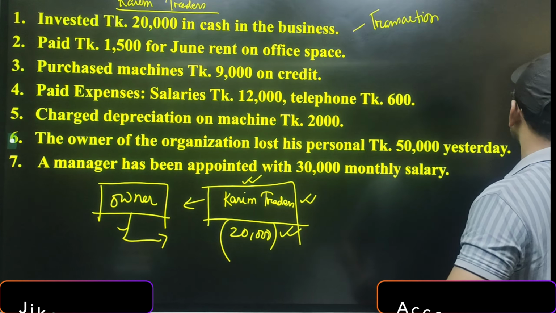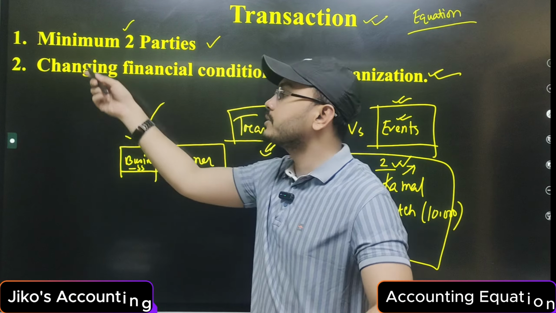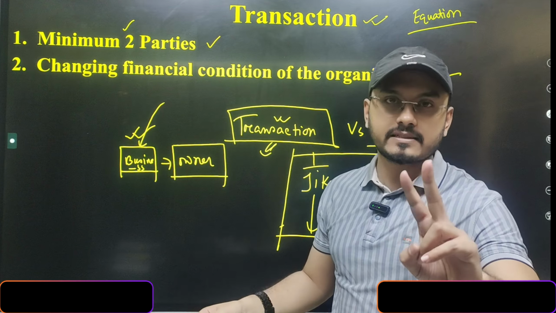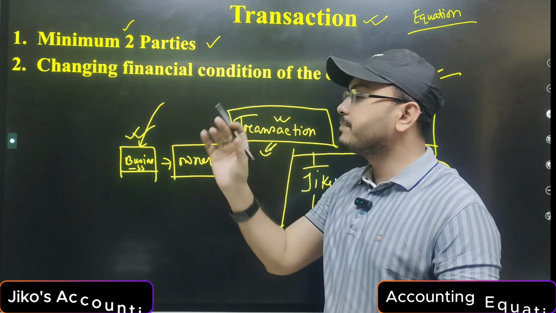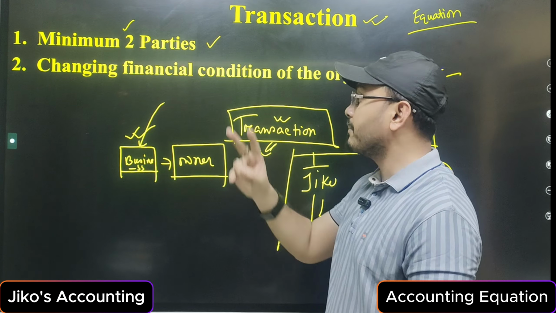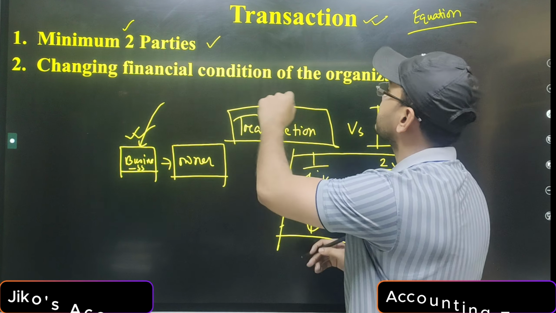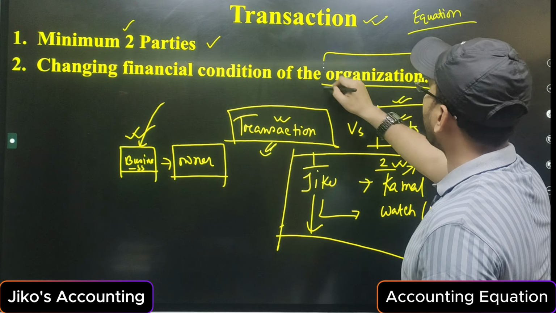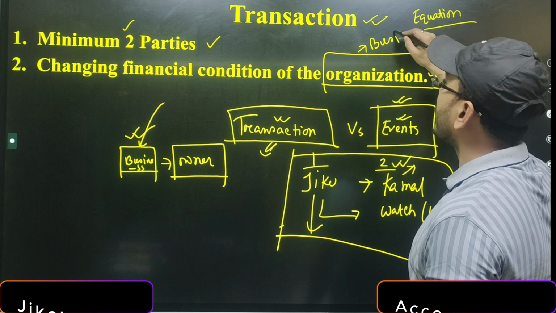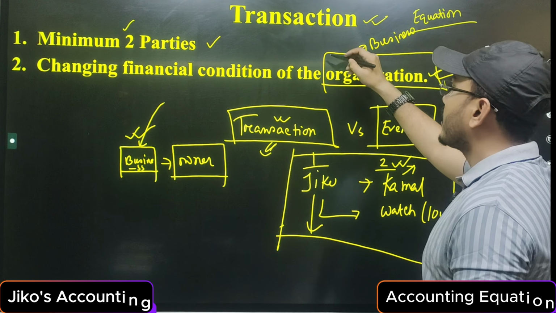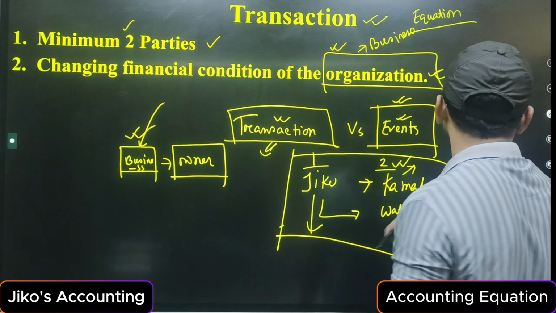What you will have to do? Try to get this one. Only you should remember these two characteristics. The first one, every event or transaction must have minimum two parties and obviously change the financial condition of the organization or business, not the owner or anything. What I have said, organizations or business.